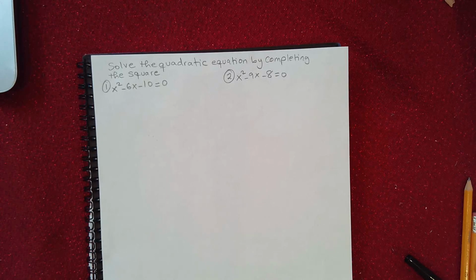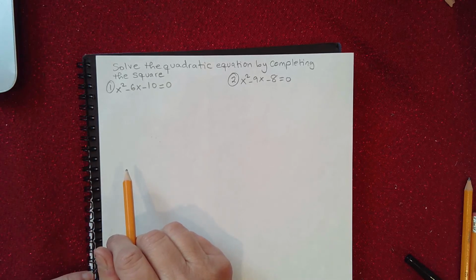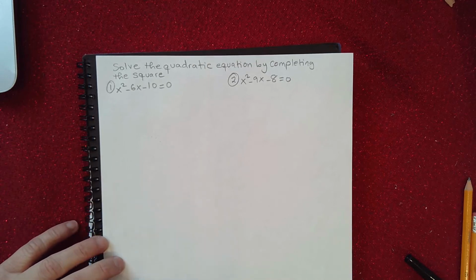Solve the quadratic equation by completing the square. So we have two problems that we're going to be doing: x squared minus 6x minus 10 equal to 0, and x squared minus 9x minus 8 equal to 0. So let's start with the first one.